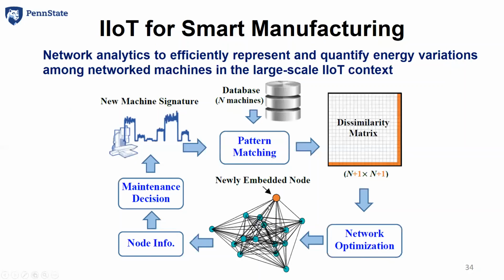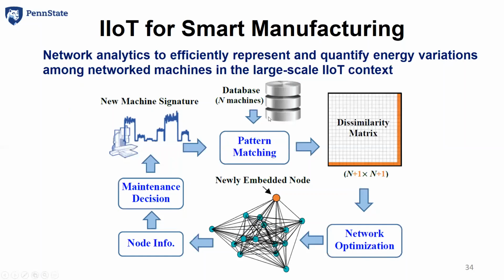So we have new machine signatures. Now we also have a database. These are online signatures, and we have an offline database. So how do we creatively do the data fusion of the offline database and new online signatures, and then do the pattern matching, okay? And so you can have signature similarity between each other.